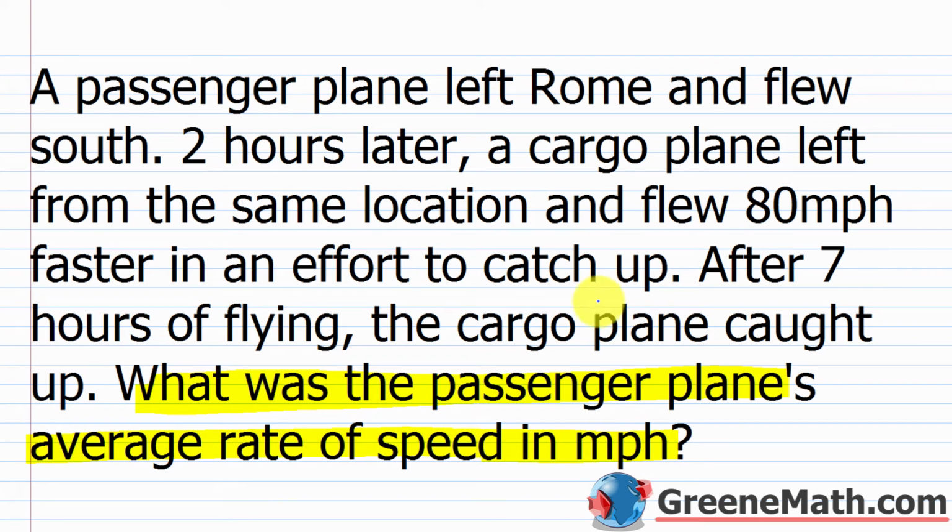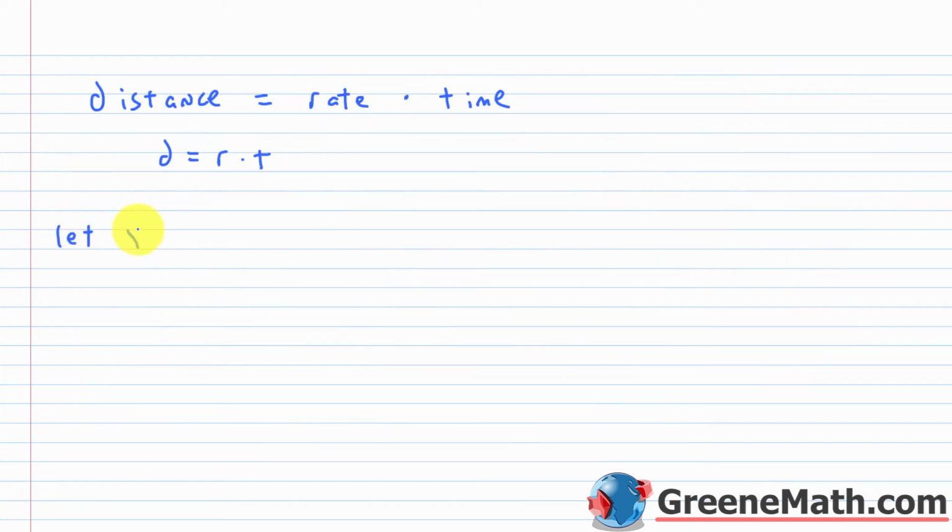Now, to get this, first we need to figure out what we need to do to model this. And typically you'll say, let's let x be equal to what you're looking for. Well, we're looking for, again, the passenger plane's average rate of speed in miles per hour. So let's do that. So let's let x be equal to the rate of speed for the passenger plane.